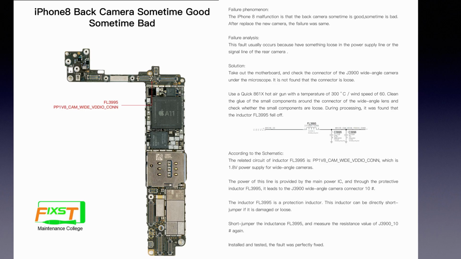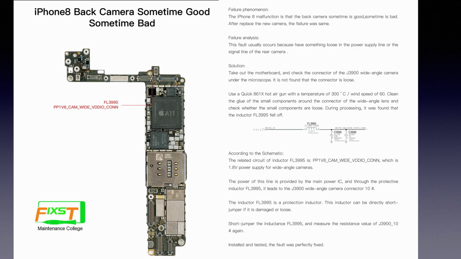So we use the Quick A61X hot air gun at temperature 300 and air flow 16 to clean the glue. The temperature and air flow depend on yourself, because different hot air gun models produce different air temperatures. And the Quick A61X hot air gun has flexible air, flexible wind, so this is safer.